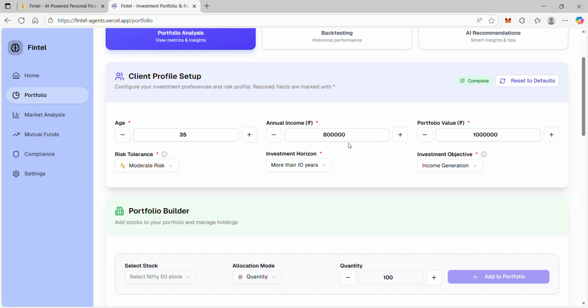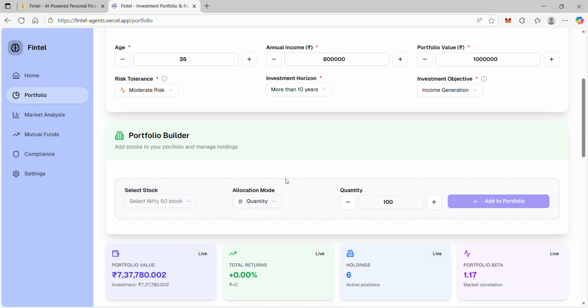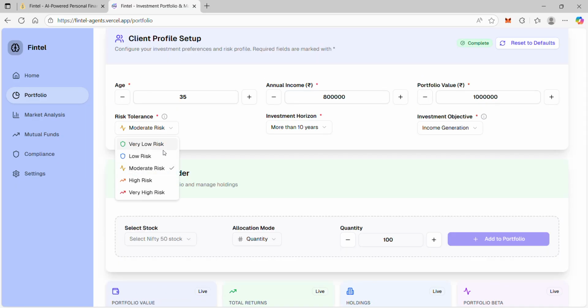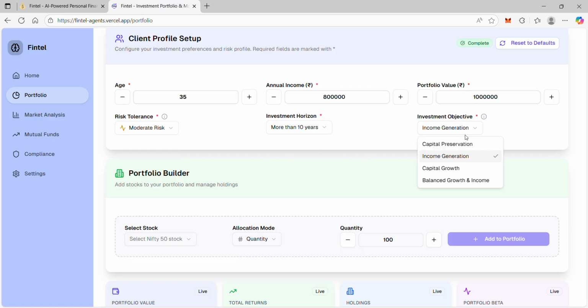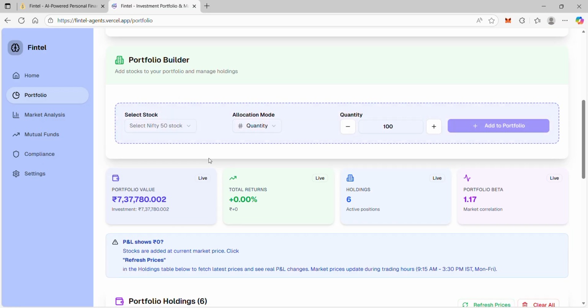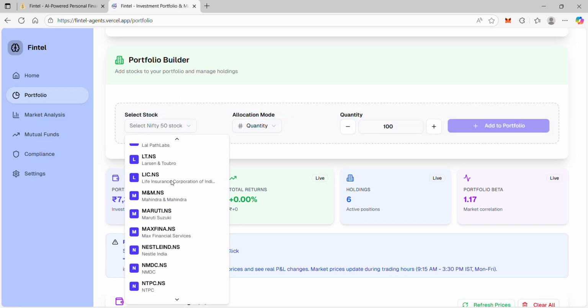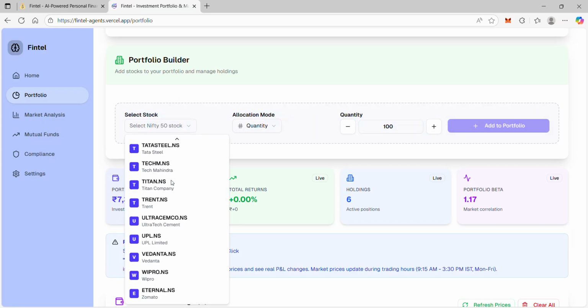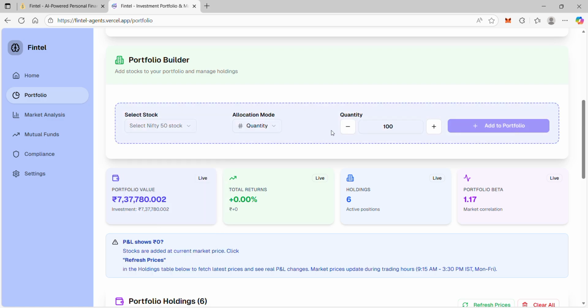So here you have to enter your age, your income, portfolio value, risk tolerance, how much risk you can take, investment horizon, and income. Then, what is your investment objective from investing in stocks? For now I have just kept Nifty 50 stocks. Later on I'll be adding custom stock allocation as well. You can add either by quantity, like number of stocks, or percentage of total investable amount.